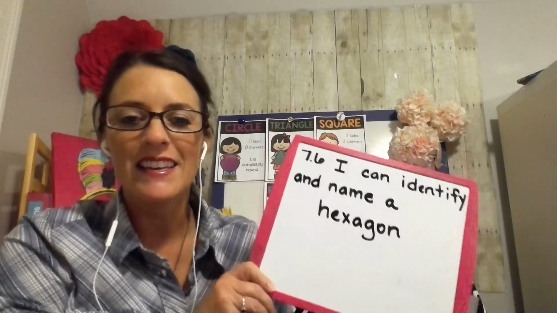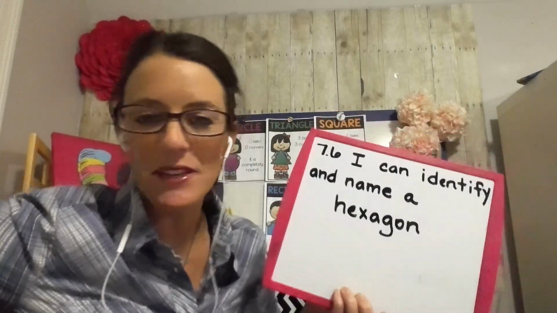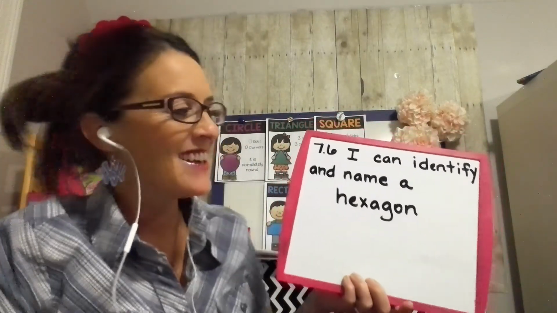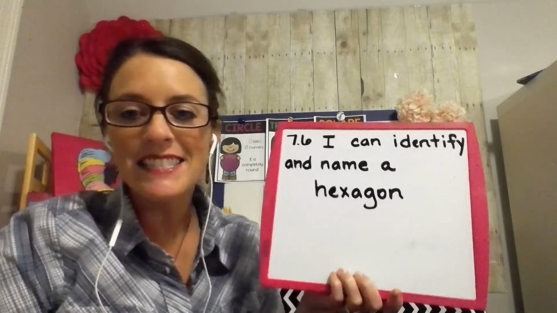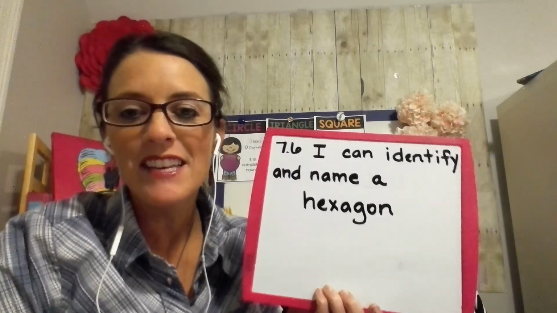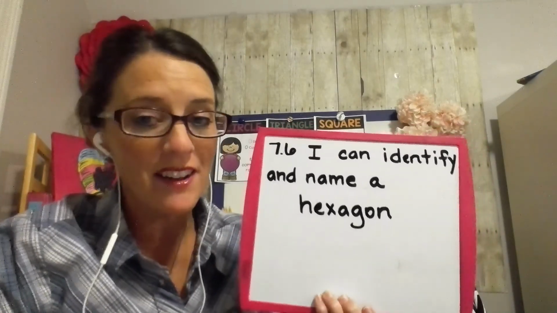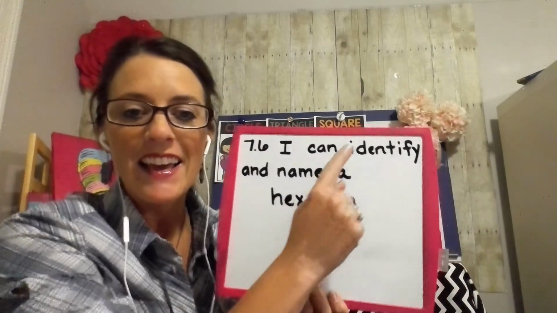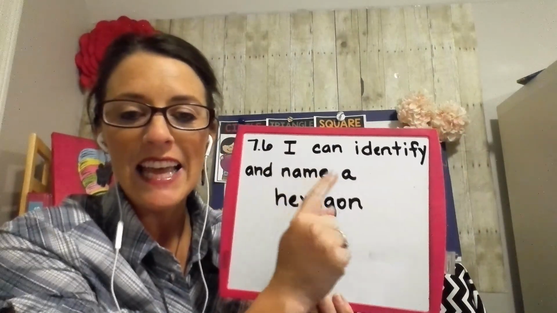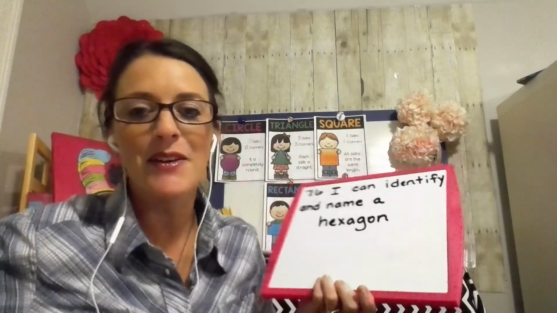So let's get started. All right, so my lesson is 7.6. That really only matters for the teachers. But our I can statement, so the goal is by the end of the day, you will be able to say with confidence, I can identify and name a hexagon. A hexagon is a two-dimensional shape. We call it a two-dimensional shape. We also call it a flat shape.